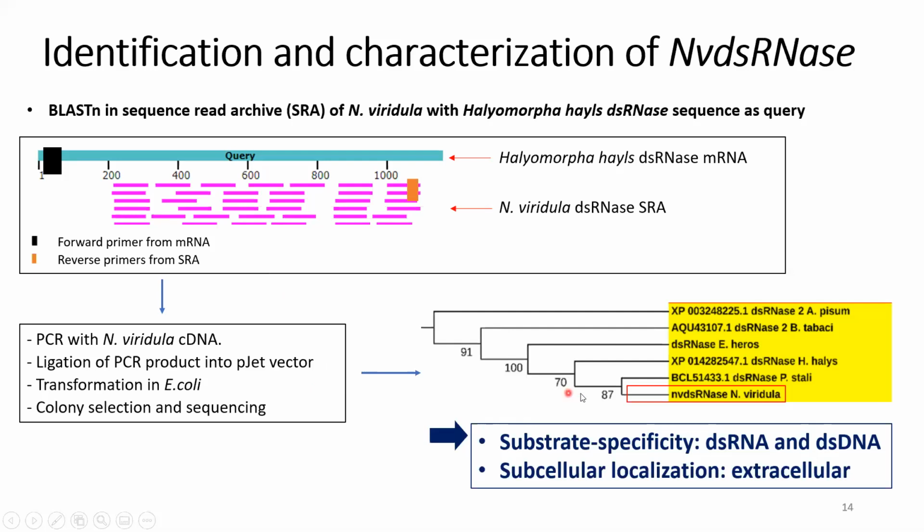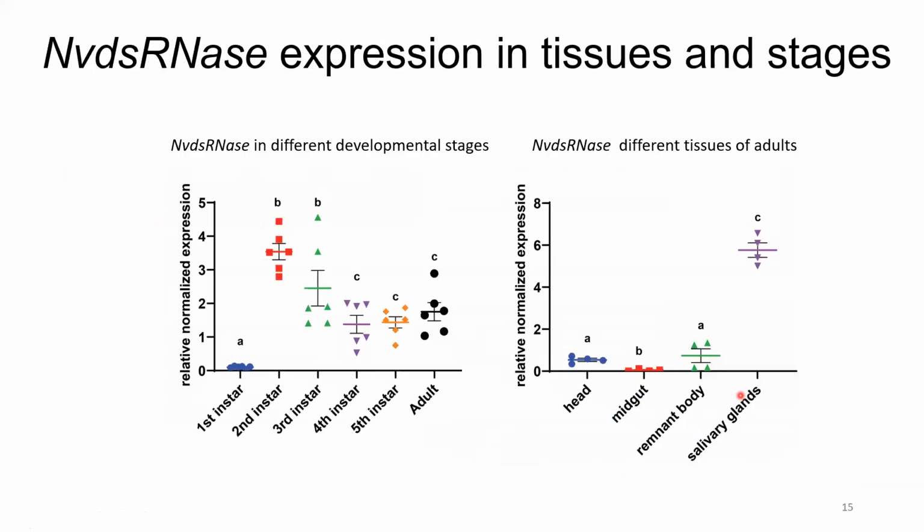And for further confirmation, we did a phylogenetic analysis. Here we can see that this gene is in the clade of the dsRNAs from other stink bugs. So this is how we identified the sequences of this gene. And here is the expression level across the different tissues and different stages.